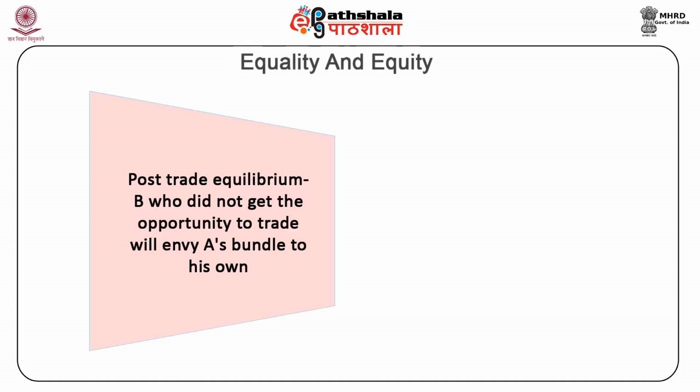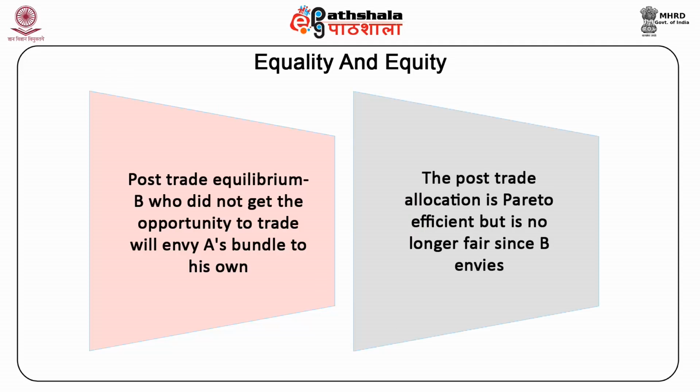But in the post trade equilibrium, B, who did not get the opportunity to trade, will envy A's bundle to his own, because even though they originally had the same bundle, A got luckier in trading. Therefore, the post-trade allocation is Pareto efficient but is no longer fair since B envies A.